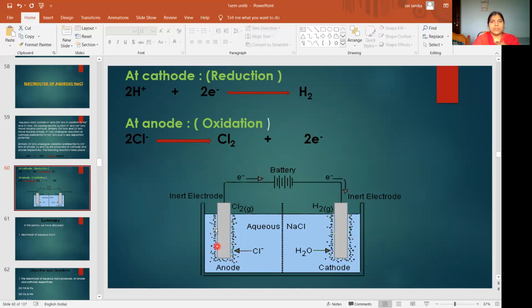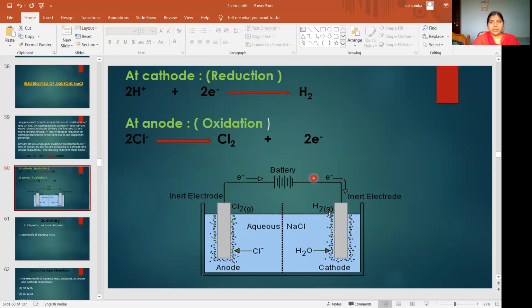In that solution, we will dip two platinum rods, and these two rods are connected to the two poles of the battery. Whatever rod is connected to the positive pole of the battery is called the anode, and whatever rod is connected to the negative pole of the battery is called the cathode. Here we are using a battery as the source of electric current. By connecting this battery to these rods, the electric current will pass into the solution.